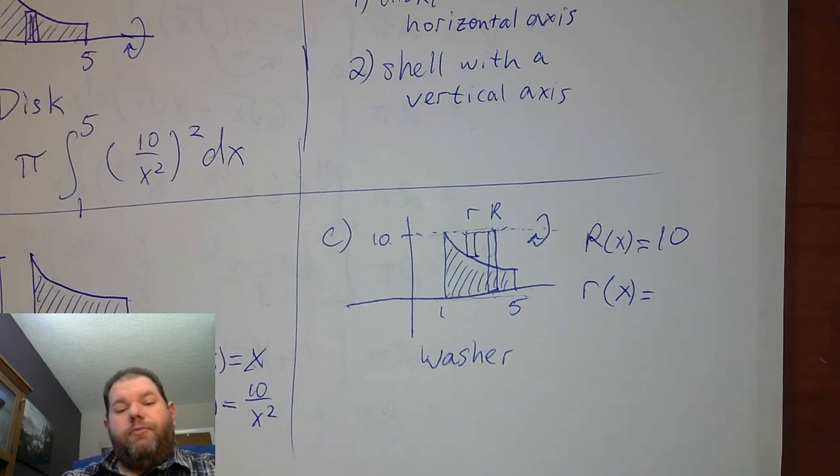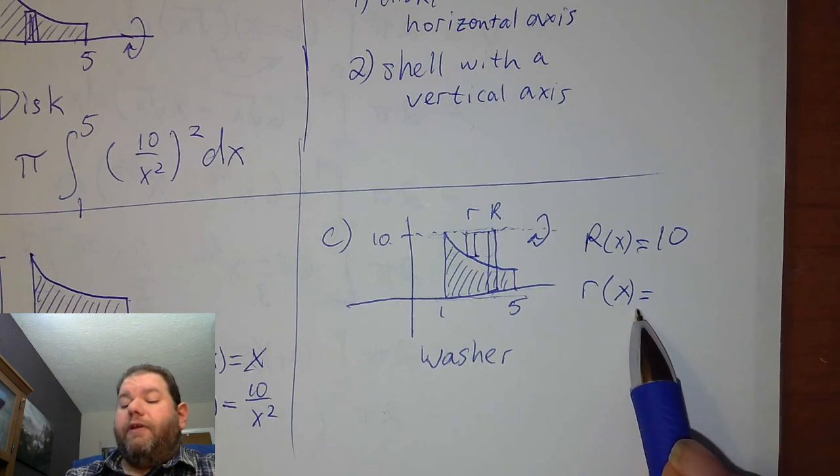In general, washer methods tend to be a little bit more involved than the disk method. Even though they describe similar things, we have to find two different radii for the washer method, and if our axis is not where we normally expect it to be, it further complicates things.